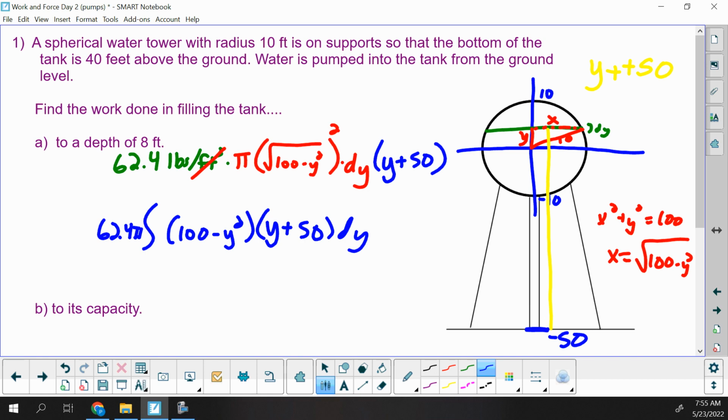Now your integral values are always the different locations of the slices. So our slices of water needed to take place in the sphere. So the lowest that a slice could be is negative 10. And if we want to go to a depth of 8 feet, really for us, 8 feet would be when we're at our y value of negative 2. Because negative 10 to negative 2 would be 8 feet. So the top would be negative 2. And that would produce a depth of 8 feet when we fill it.